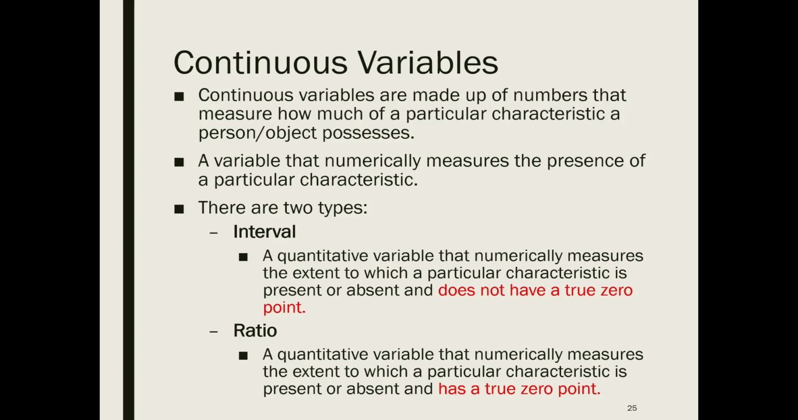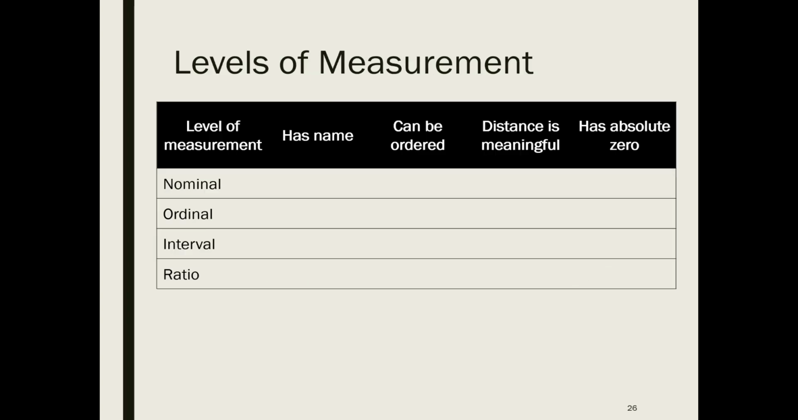Okay, so there are two types of continuous variable. One is the interval variable. The interval variable is basically a number, but it does not have a true 0 point. That's the difference from the ratio variable. The ratio variable has everything, and also has a true 0 point. Okay, we will interpret this a little bit later.